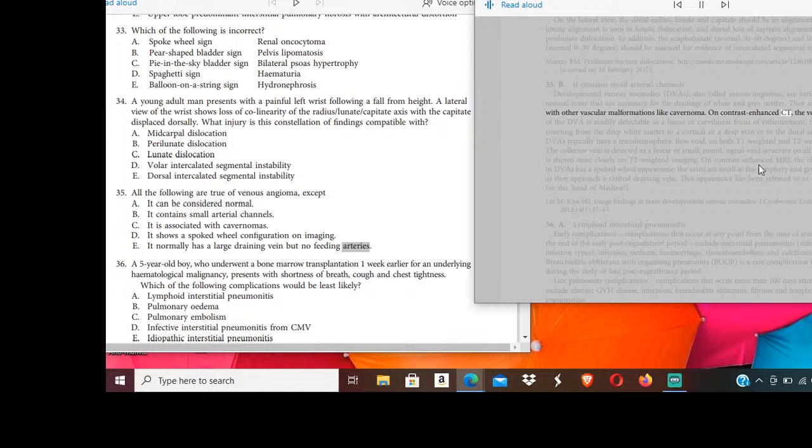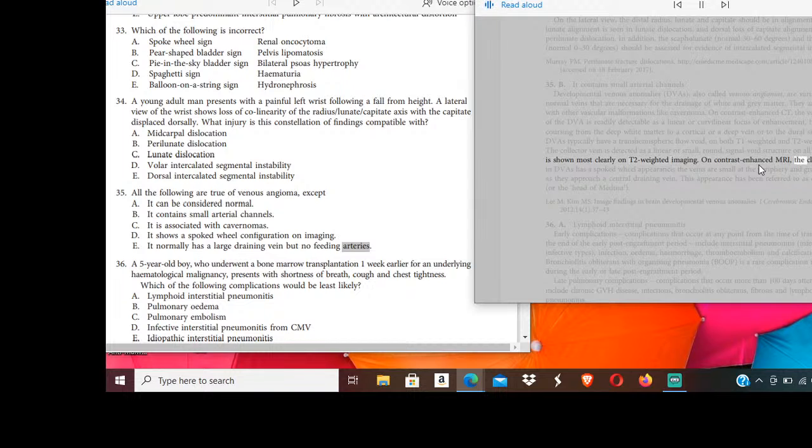On contrast-enhanced CT, the venous collector of the DVA is readily detectable as a linear or curvilinear focus of enhancement, typically coursing from the deep white matter to a cortical or a deep vein, or to the dural sinus. On MRI, DVAs typically have a transhemispheric flow void on both T1 weighted and T2 weighted images. The collector vein is detected as a linear or small, round, signal void structure on all sequences, and is shown most clearly on T2 weighted imaging.